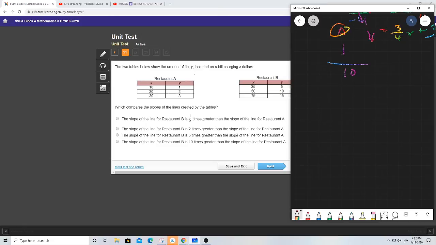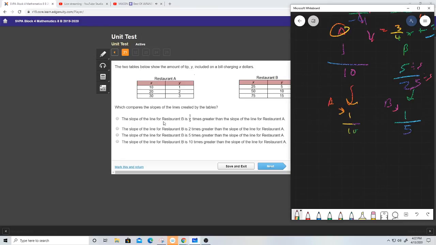Now B, restaurant B. Okay. From 5 to 10, that's a positive 5, right? And from 25 to 50, that's a positive 25. We can divide both by 5. Rewrite this as 1/10, and this down here is 1/5. So B is bigger. Let's read our answers.